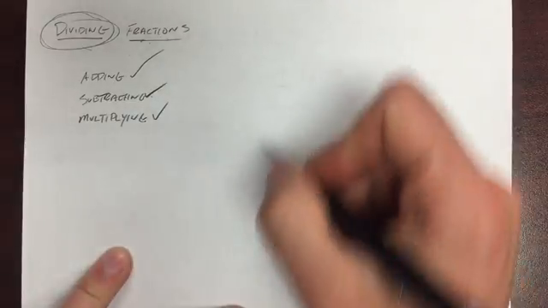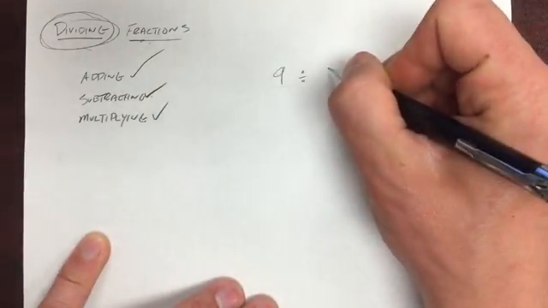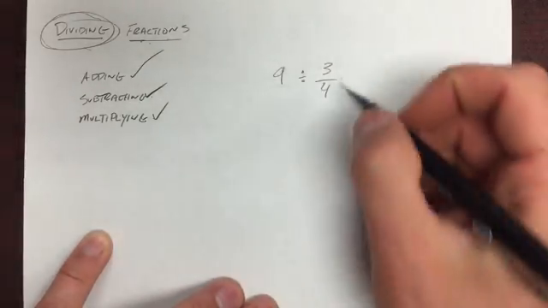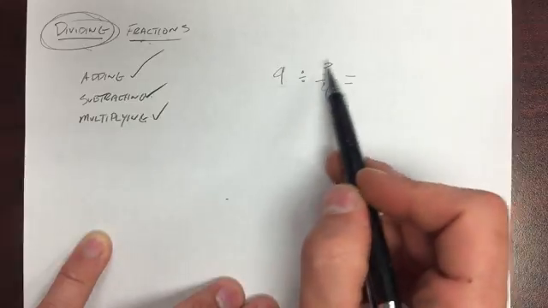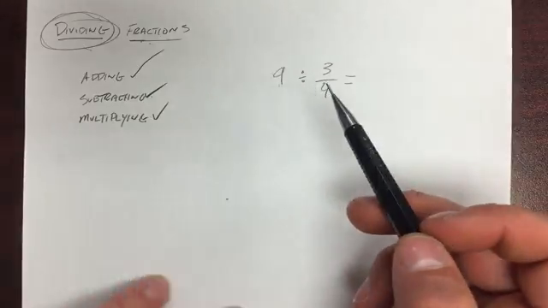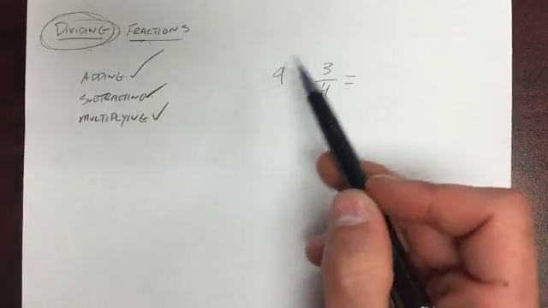Let's look at an easy one to begin with. Let's look at 9 divided by 3/4. Okay, and what this math sentence says is how many 3/4 will fit into 9. So how many 3/4 will fit into 9?